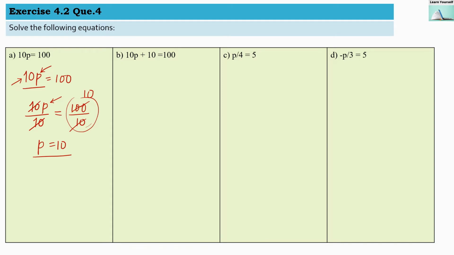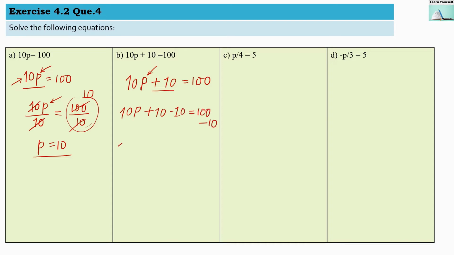Our next equation is 10p plus 10 equals 100. First, let us separate our variable, that is p. So 10 is in multiplication and here 10 is in addition. So let us remove this 10 first. How can we remove the 10 which is in the addition? Simply we can subtract 10 from both sides, 100 minus 10.